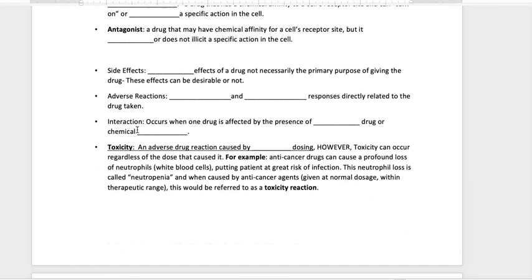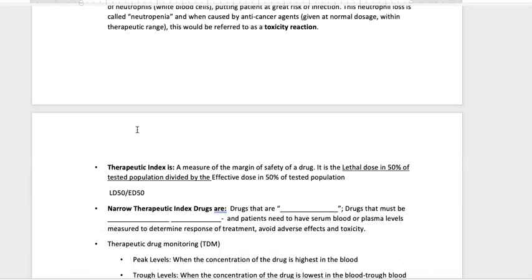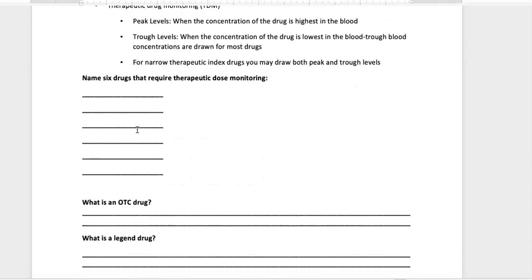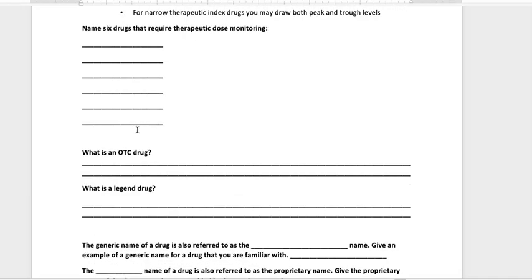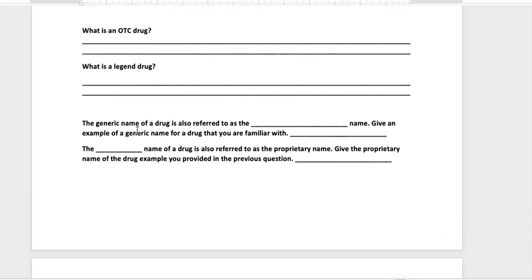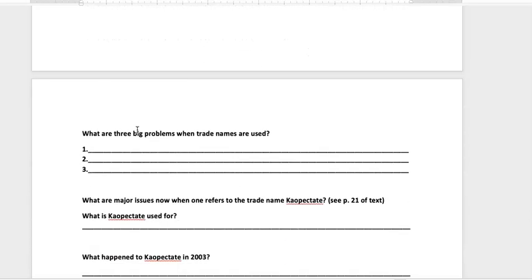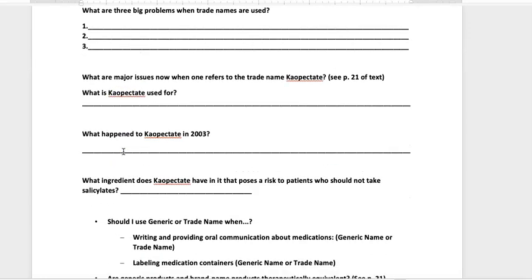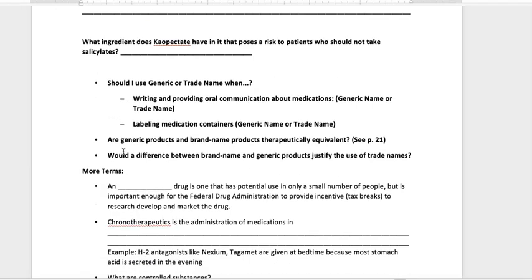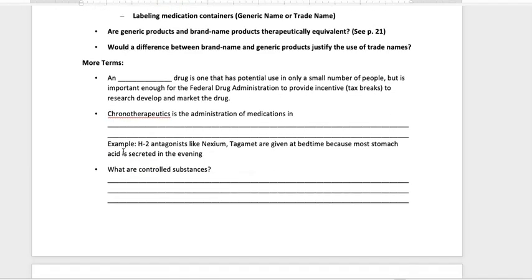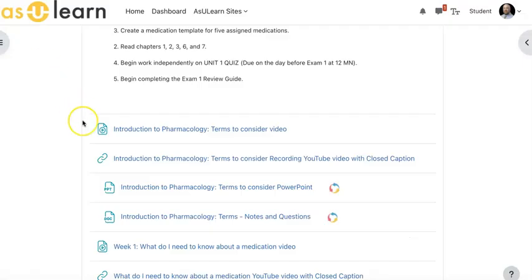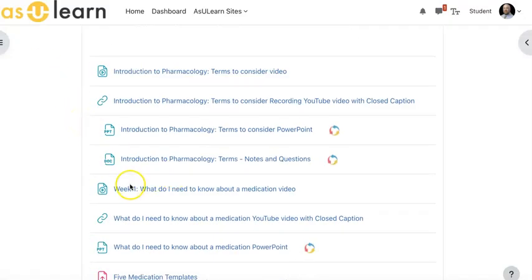So you can print this information out, start taking your notes, start organizing yourself, because with pharmacology, again, it is the first time many of you have seen any of these drugs or thought about how to approach care of a patient with these medications. So it helps us break down things a little more succinctly for you. There's another video the first week that's what do I need to know about medication.